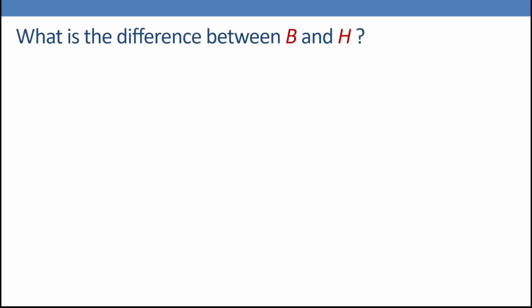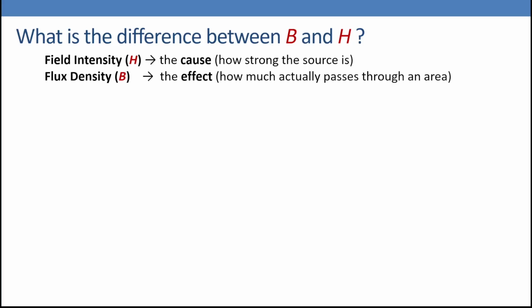What is the difference between B and H? Usually I receive this question from my students, and the answer is so simple. Field intensity H is the cause, how strong the source is, and flux density B is the effect, how much actually passes through an area. Still, some students don't understand the difference between B and H.